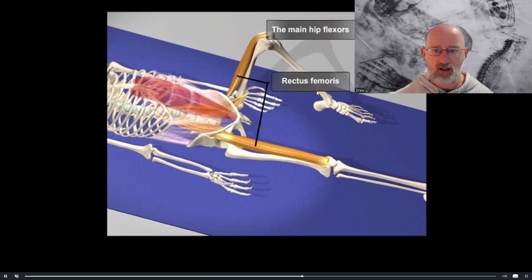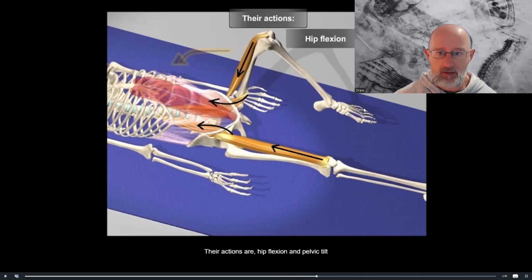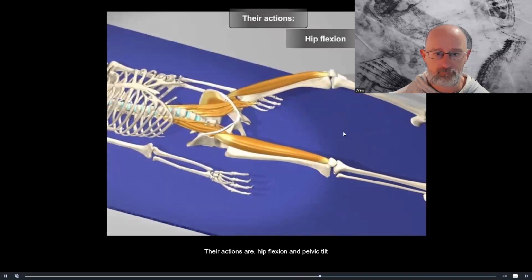So you can see here, it's rectus femoris and hip flexors, and their actions are... Okay, so the hip, flex the hip. So you've got the rec fem and the psoas. They're trying to bring the knee towards the chest. That's hip flexion, like so.